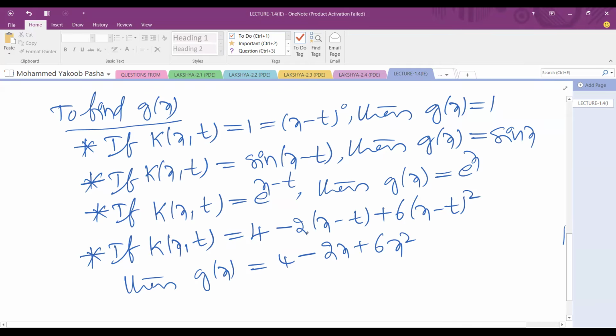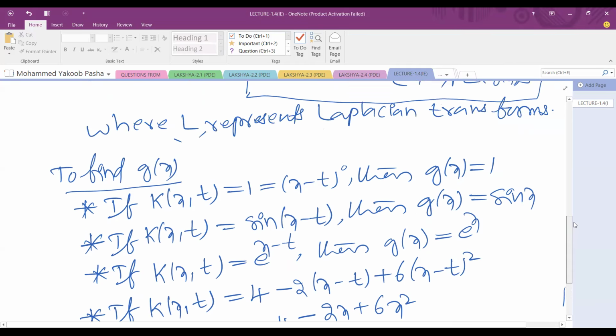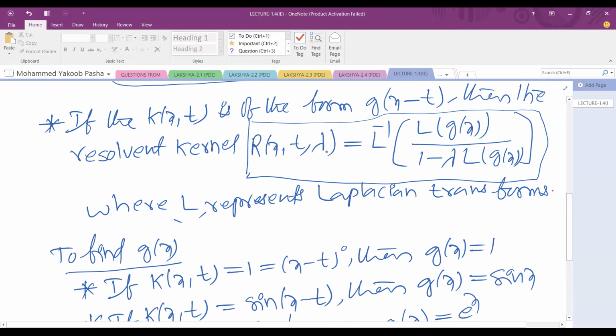After writing g of x, we can write the resultant kernel. That is r of x comma t comma lambda is equal to L inverse, inverse Laplace, of Laplace of g of x divided by 1 minus lambda into Laplace transform of g of x. This is the resultant kernel.